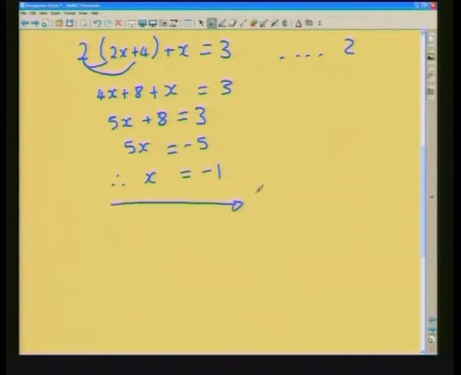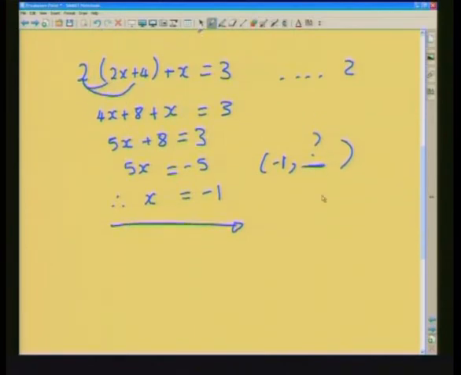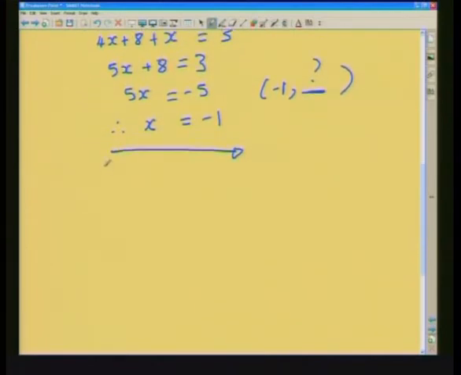What this means is that the x value at which these two graphs attain the same y value is x is equal to minus 1. As a coordinate, we still need to work out the y value, so you're not done yet. You've got the x value, but it's always at a point that the graphs meet. So we need to still find the y value.